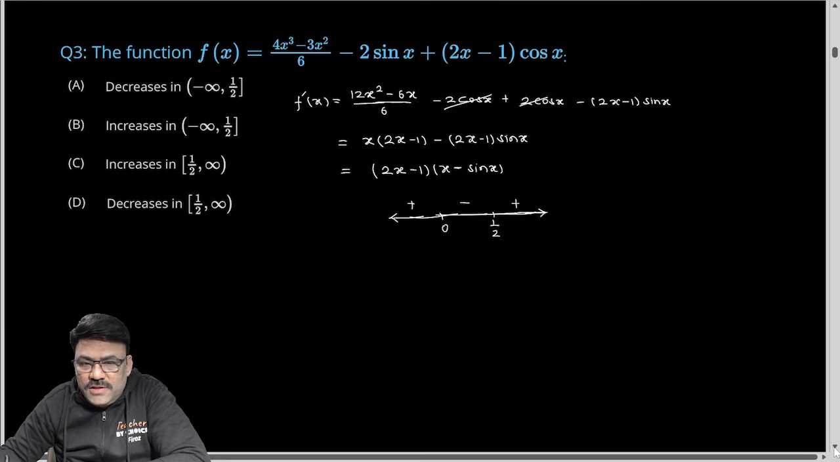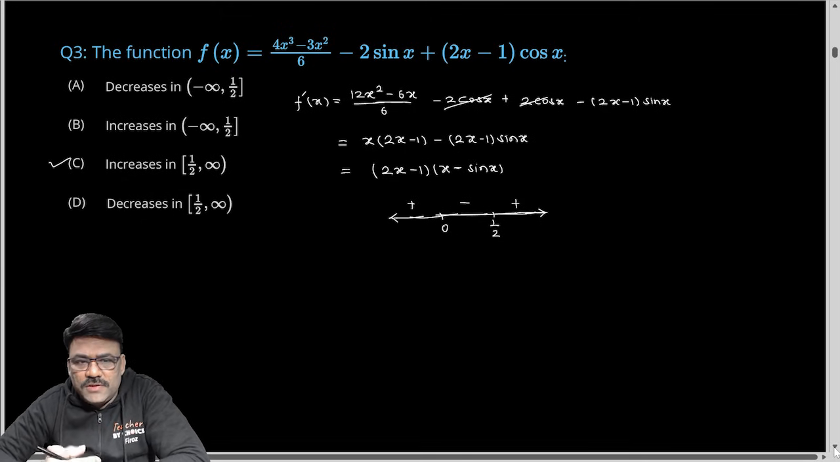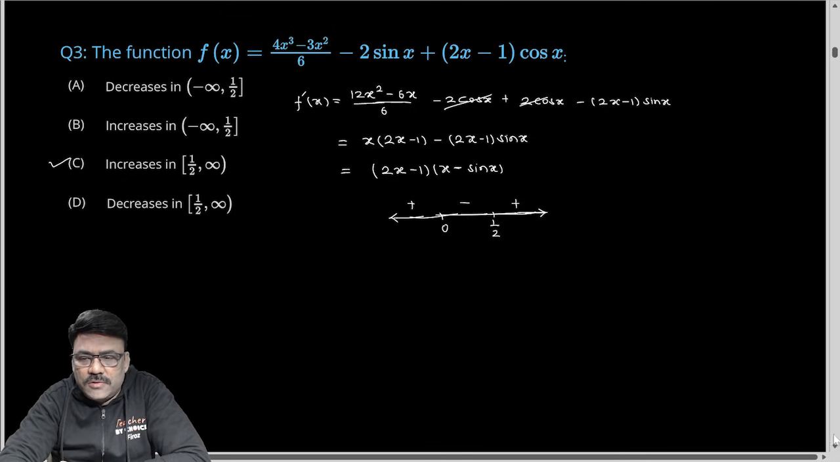So your function is increasing in minus infinity to 0, union half to infinity, and decreasing between 0 and half. So you can see out of the given options, which option is correct here. Your function is increasing in half to infinity, which means option C is the correct option here.